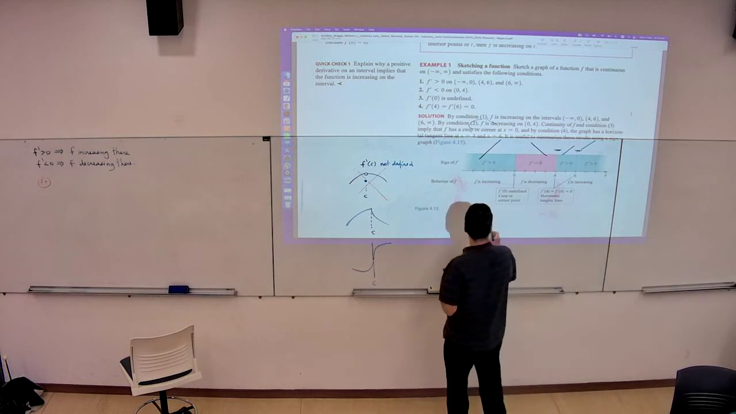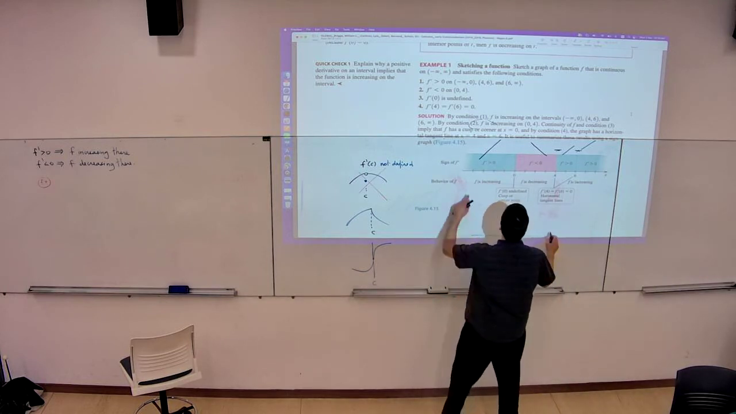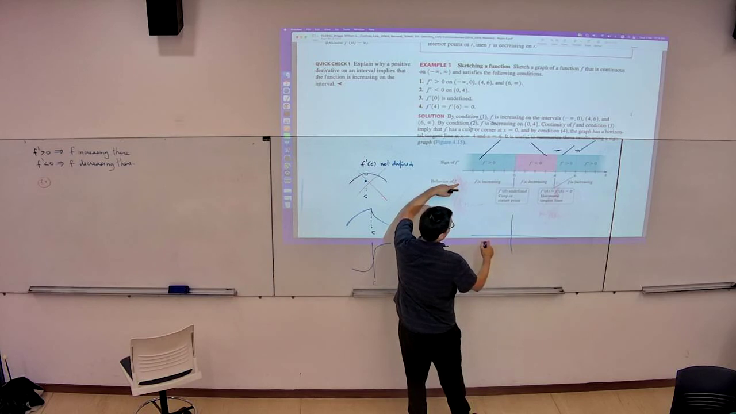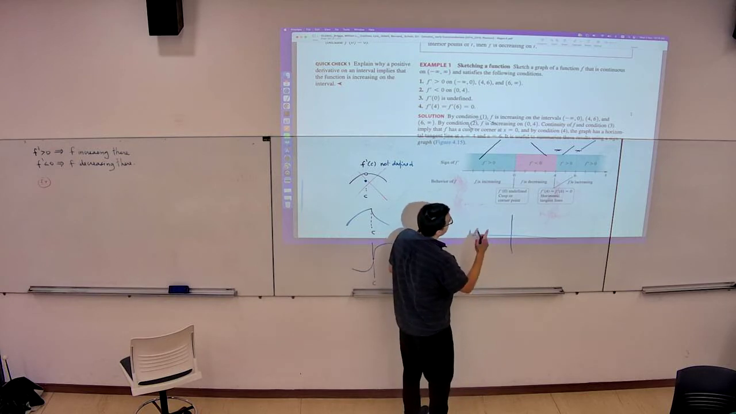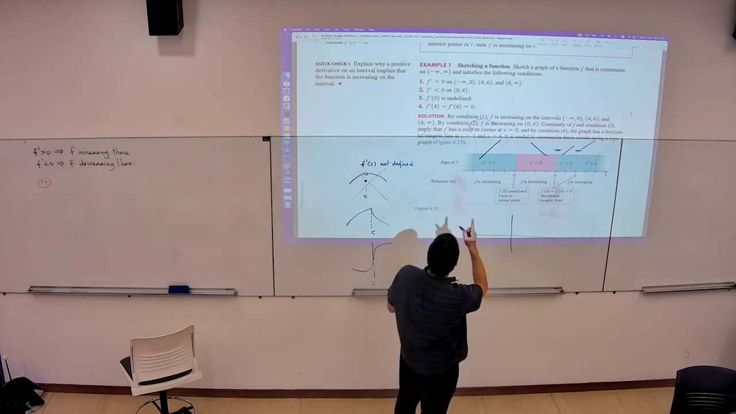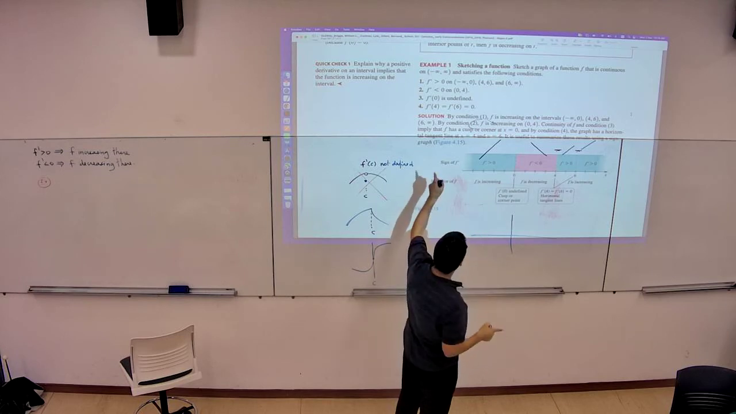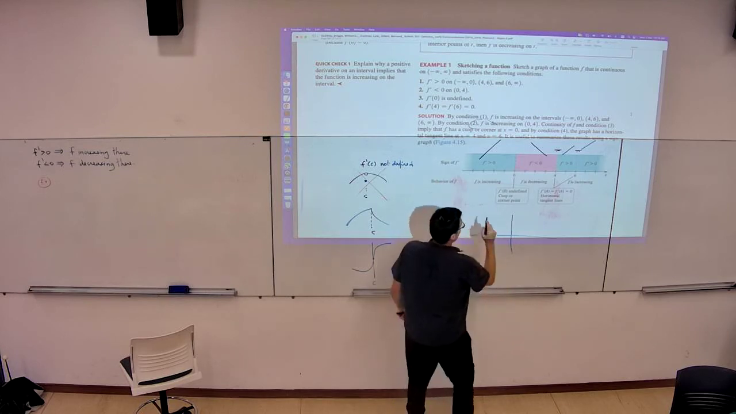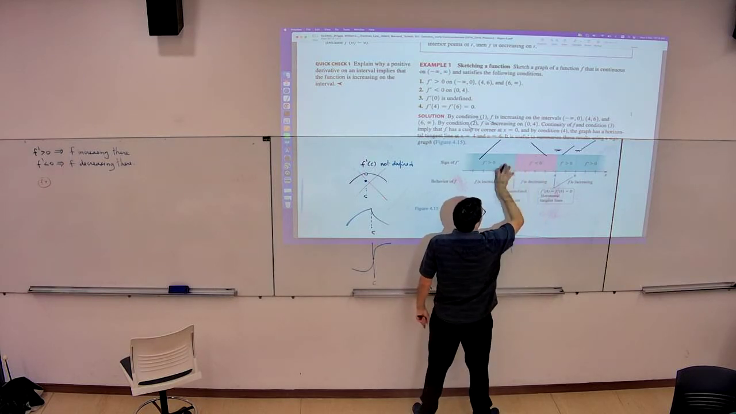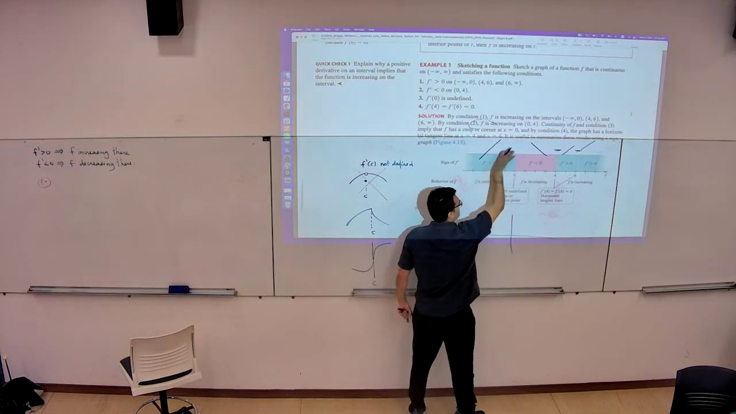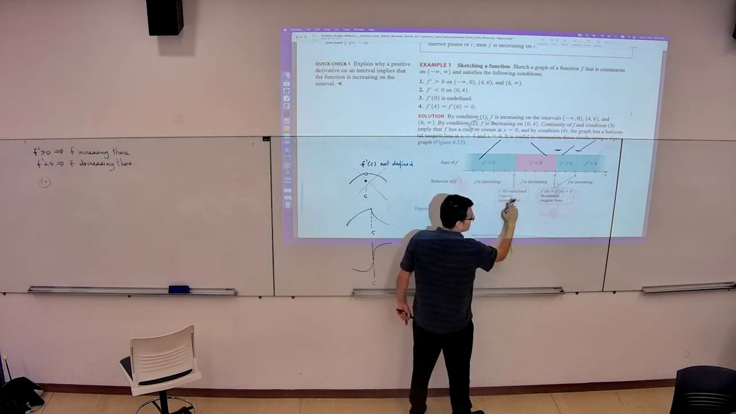From negative infinity to 0, we have a function. Do we have any zeros or not? I think we don't have any zeros. I mean, they didn't tell us, they didn't say anything about zeros. So the thing is that at 0, you go from increasing to decreasing, but also the derivative here is not defined.